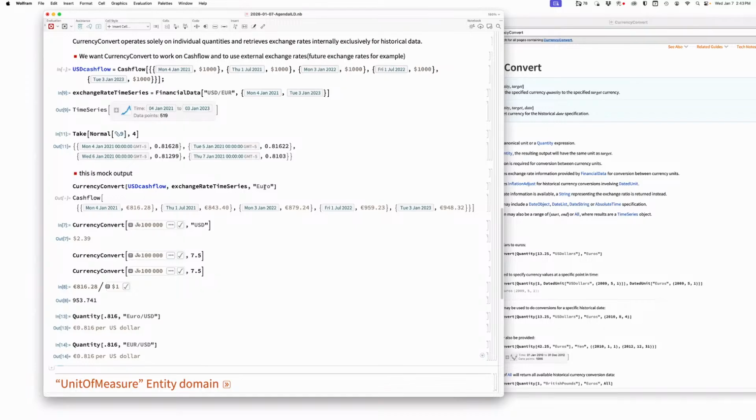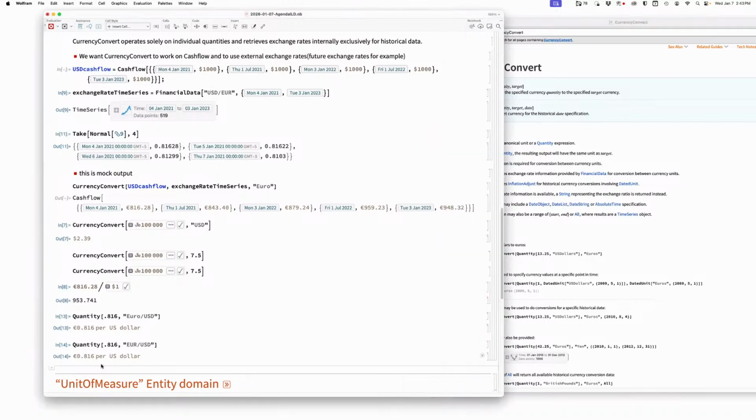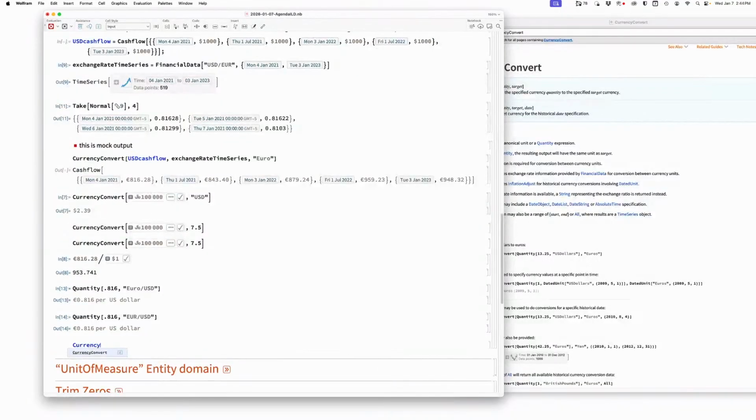Is that useful? Absolutely. I mean, currency convert without a time series version of it is going to be way too limited. Yeah, but does currency convert let you ask for a time series? Yes, currency convert has a date, right? So you can give it a range of dates, and it'll give you a time series back. Okay. So fine. So we in fact have this right now.